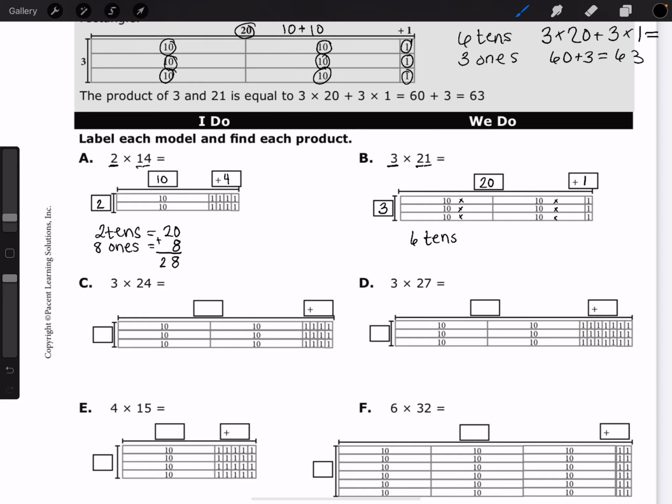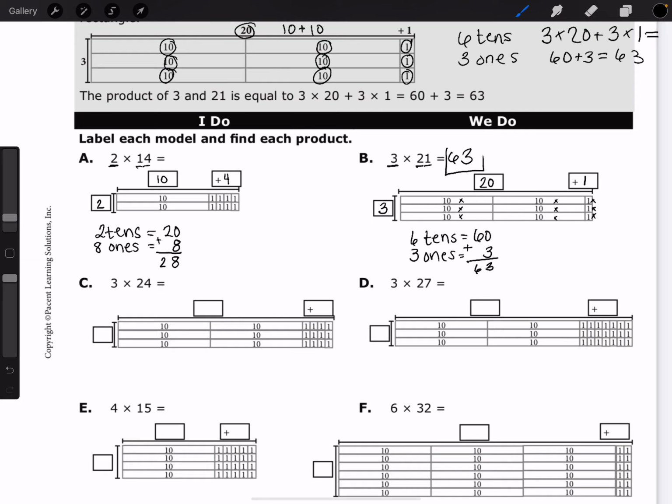And we have 1, 2, 3 ones. So 6 tens would be equal to 60, and 3 ones would be equal to 3. So you take those partial products and you add them together. 0 plus 3 would be 3. 6 plus 0 is 6. So 3 times 21 would be 63.